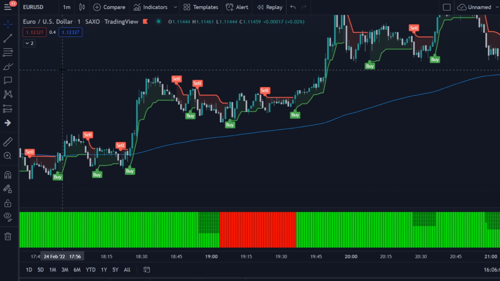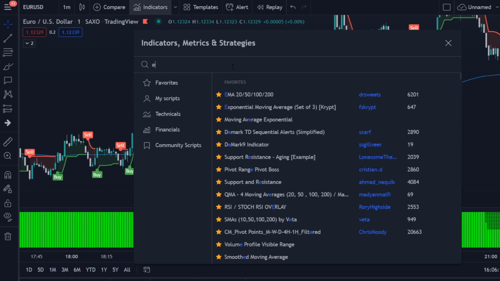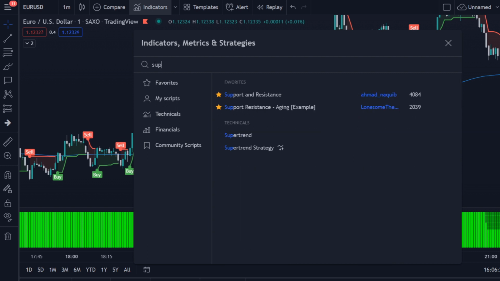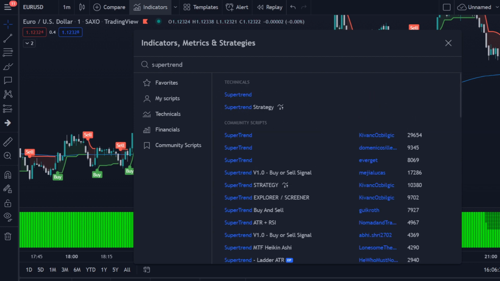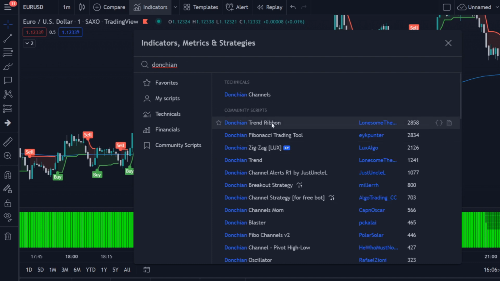Alright, we need 3 indicators for this trading strategy. So we go to the indicator tab and we are looking for the exponential moving average. Over here, make sure to use this one. Next, we're looking for the supertrend. We've seen this indicator before. And then we look for the Kivanch Ausbillig one. And last but not least, we are looking for the donchian trend ribbon. So make sure to use this one.